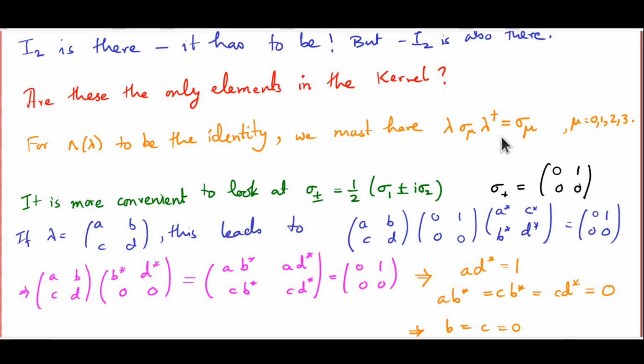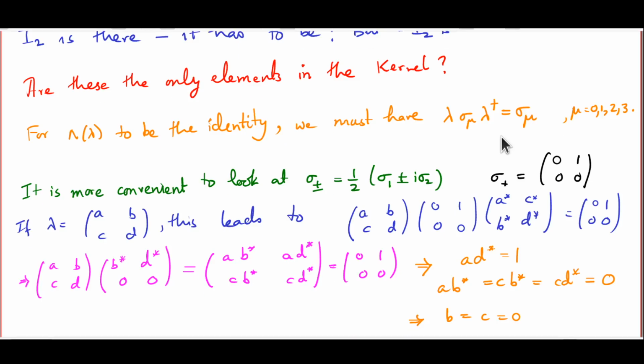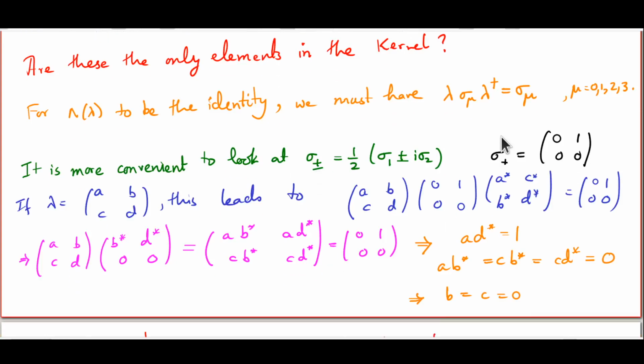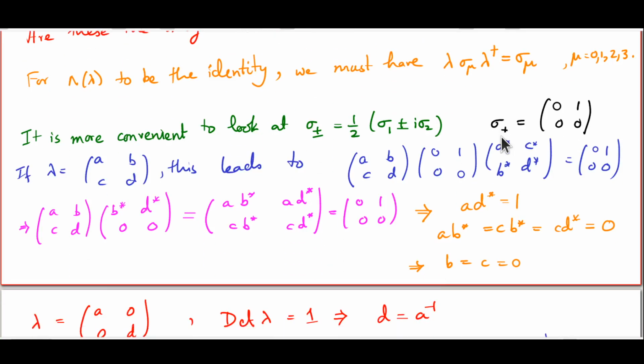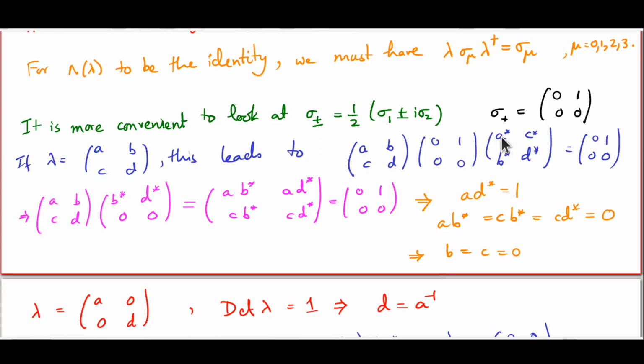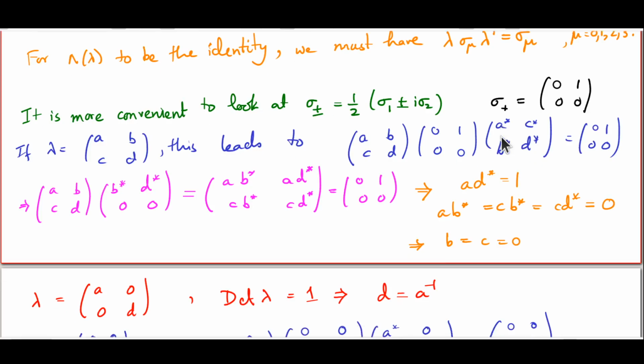But the other elements of σ₊ being 0 tells you that AB*, CB* and CD* are all 0. And since neither A nor D is 0, this immediately tells us that B and C must vanish. So our matrix must be of the form (A, 0, 0, D), but because the determinant of our matrix must be 1, this immediately tells you that AD has to be 1, that is D equals A inverse. So we are dealing now with matrices of the form (A, 0, 0, 1/A).